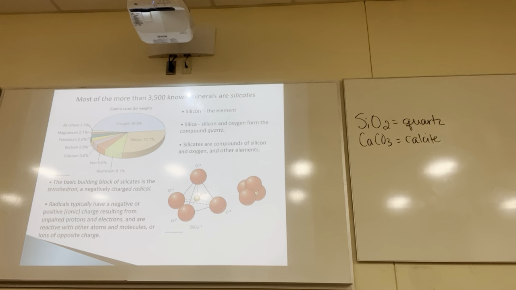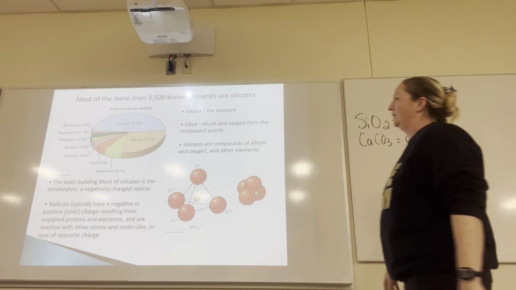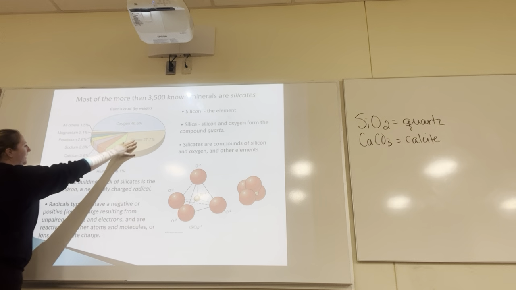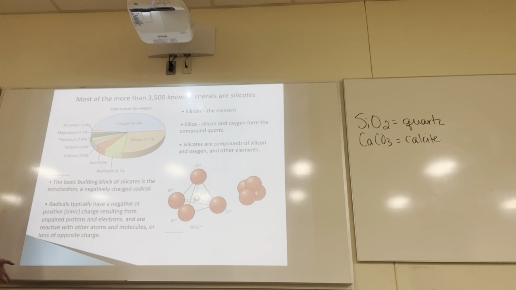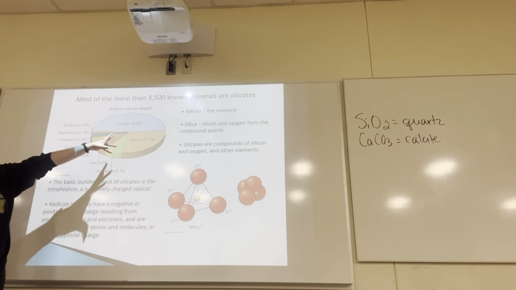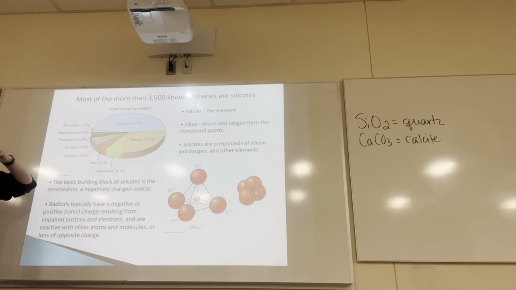Most of the more than 3,500 known minerals are silicates, like I mentioned, because if we look at the Earth's crust and break it down by mass of what materials it's made out of, it's primarily made of oxygen and silicon. Those are the 2 ingredients that create silicate minerals. You need to have silicon and you need to have oxygen to be a silicate.